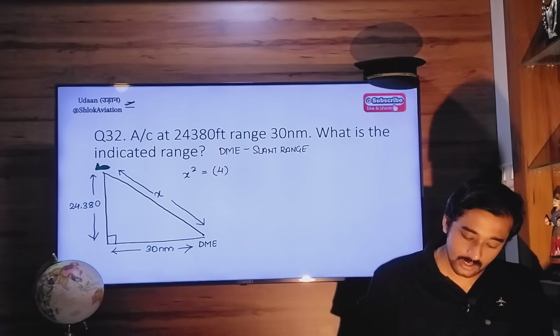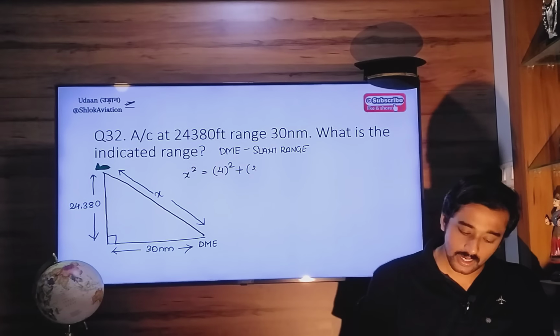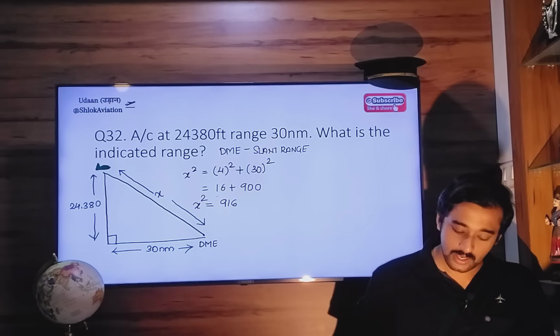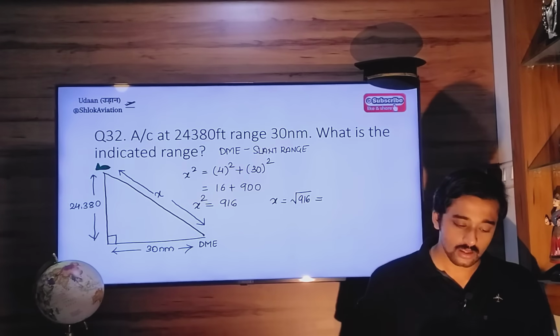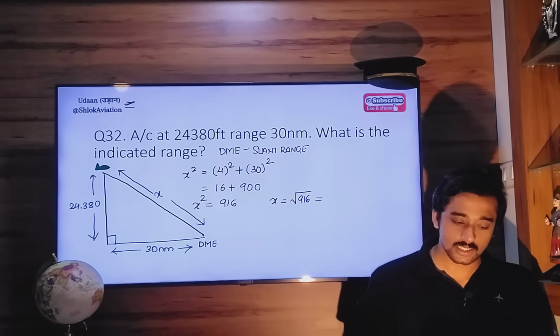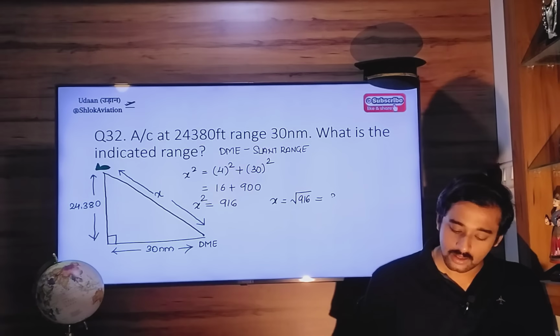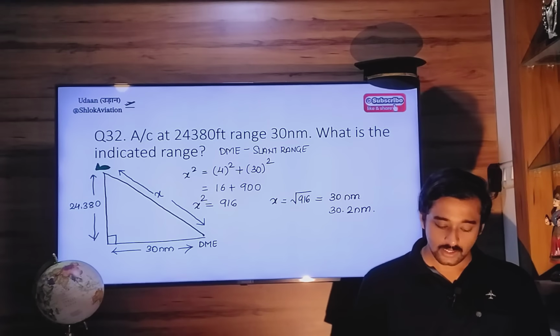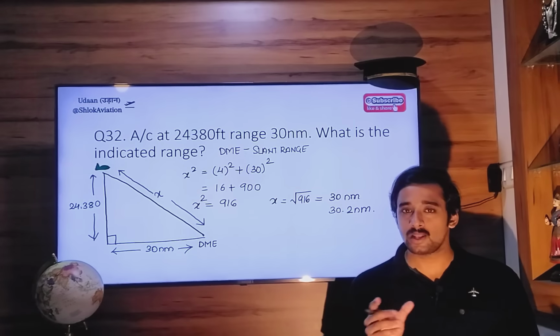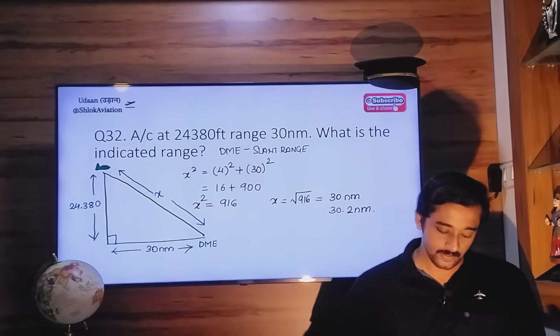So 4 square plus 30 square, which is 916. So x will be equal to root of 916, which is 30.2 nautical miles. So the indicated range will be similar to the horizontal range. Okay. Next.